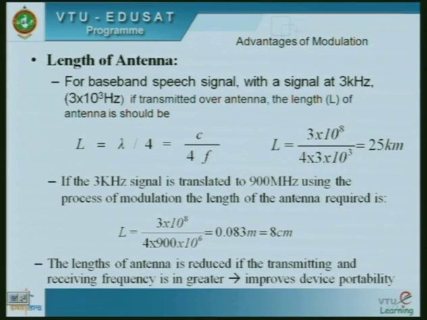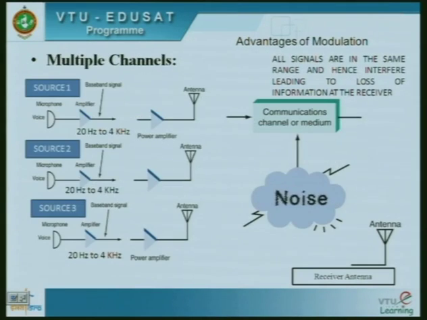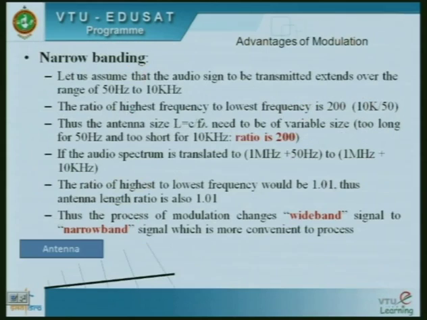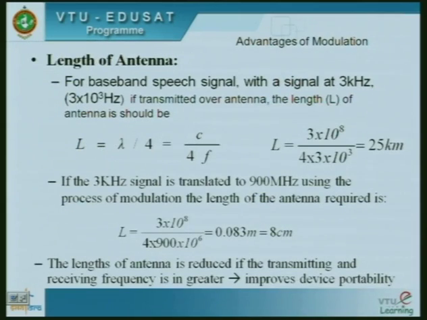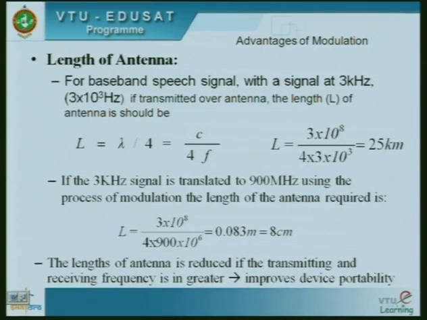The three important aspects that define the advantages of modulation are: one is the length of the antenna, the second parameter is multiple channels, and the third important parameter is narrow banding. So let us understand what are the three important factors that tell us why modulation is a very important task. Let me first take up the first concept, that is length of antenna.